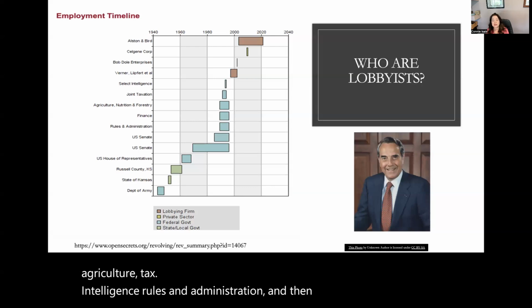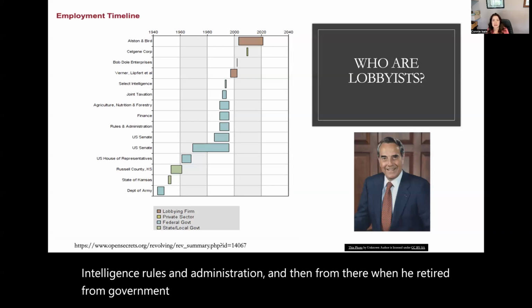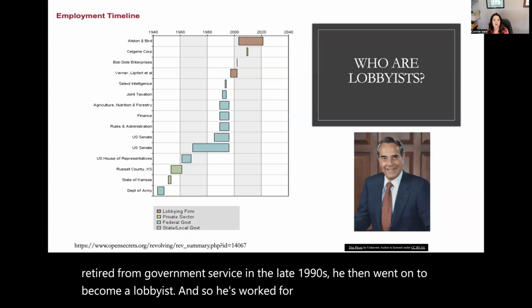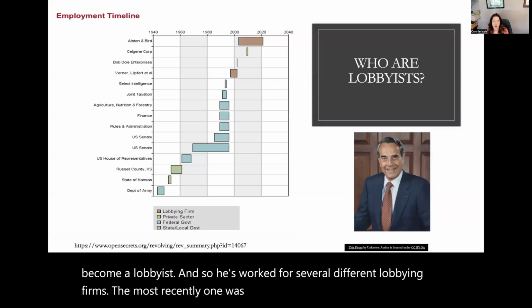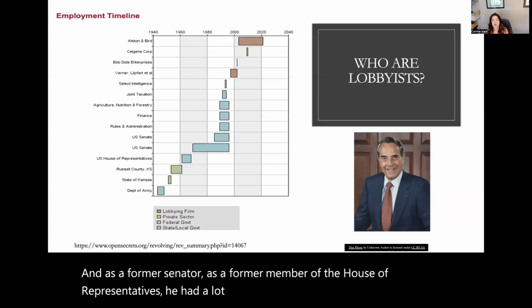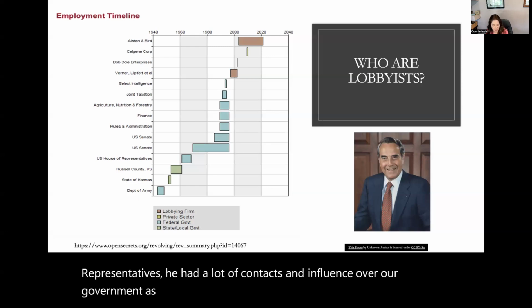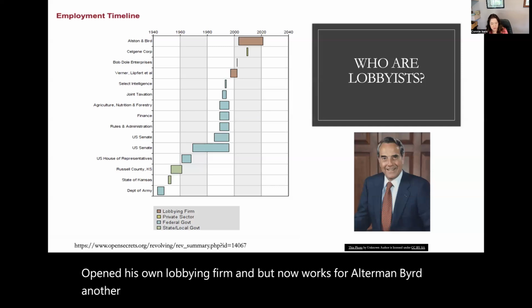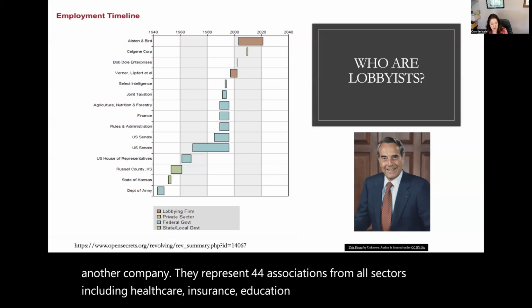And then from there, when he retired from government service in the late 1990s, he then went on to become a lobbyist. And so he's worked for several different lobbying firms. The most recent one was Alston and Bird. And as a former senator, as a former member of the House of Representatives, he had a lot of contacts and influence over our government as well. In 2002, he opened his own lobbying firm, but now works for Alston and Bird, another company. They represent 44 associations from all sectors, including healthcare, insurance, education, oil, gas, and retail.